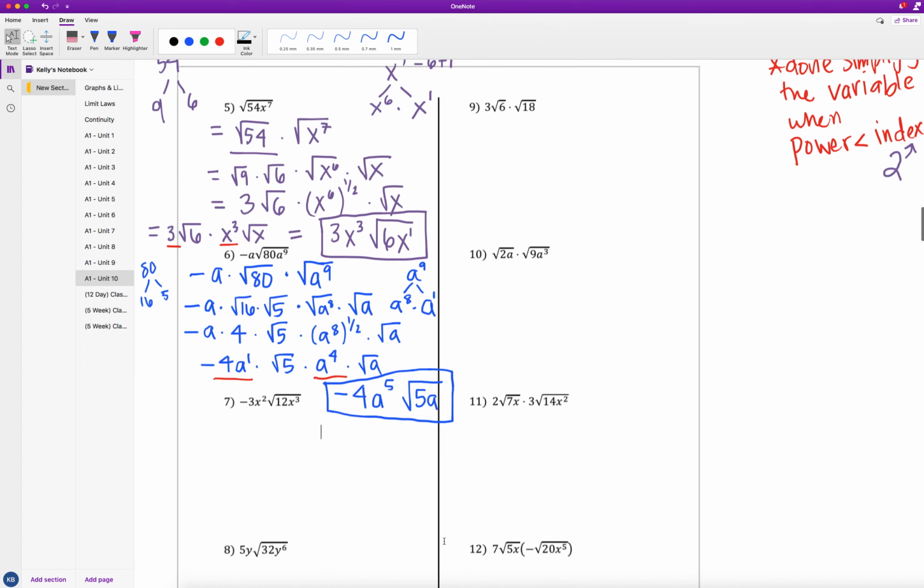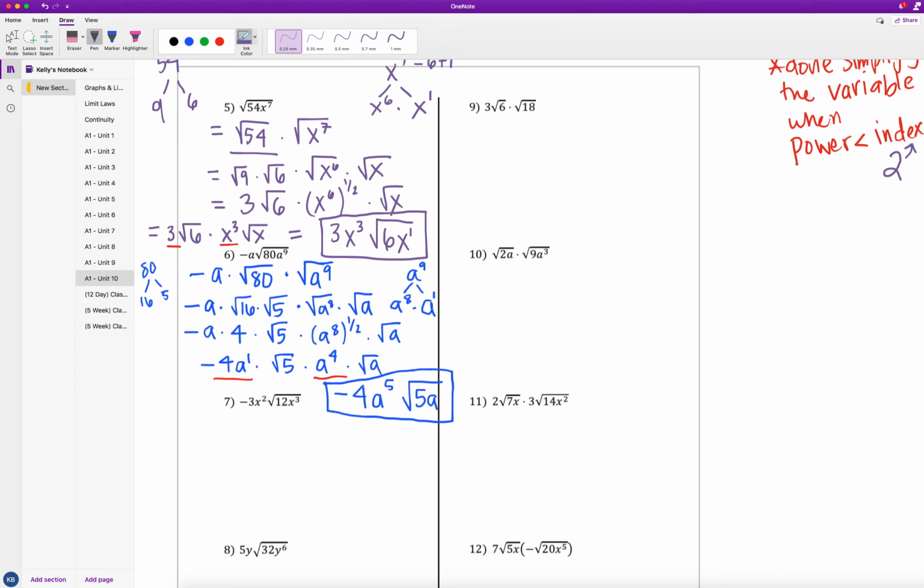Let's look at example 7. So in example 7, we have negative 3x to the second power times the square root of 12x to the third. I want you guys to try example 7 on your own first, and then we'll check it together.